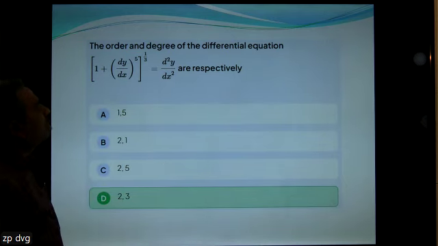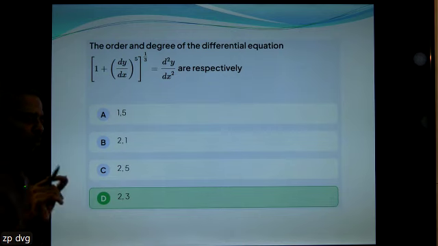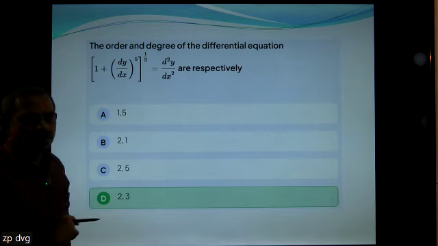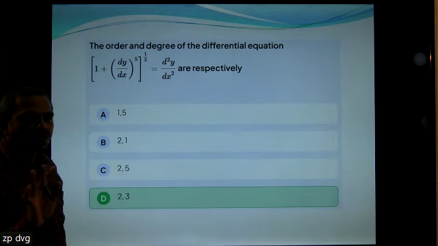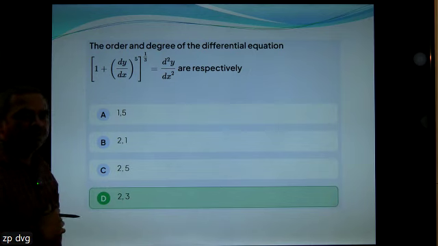In the previous case, we discussed the meaning of order as well as degree. So remember that both order as well as degree should be positive integers. Fractions should not be there. If fractions are there, we cannot say the order and degree of a differential equation.